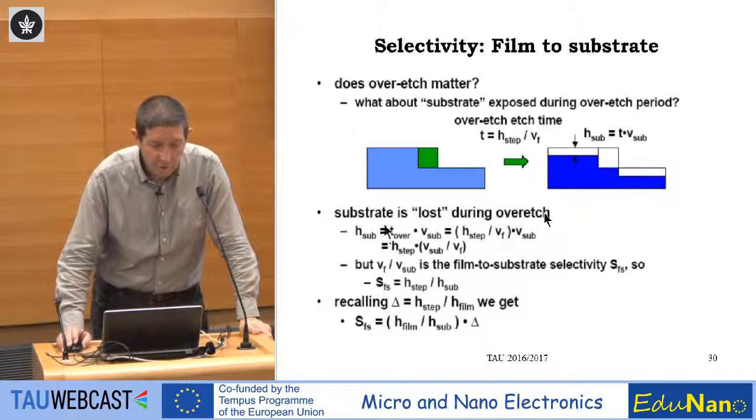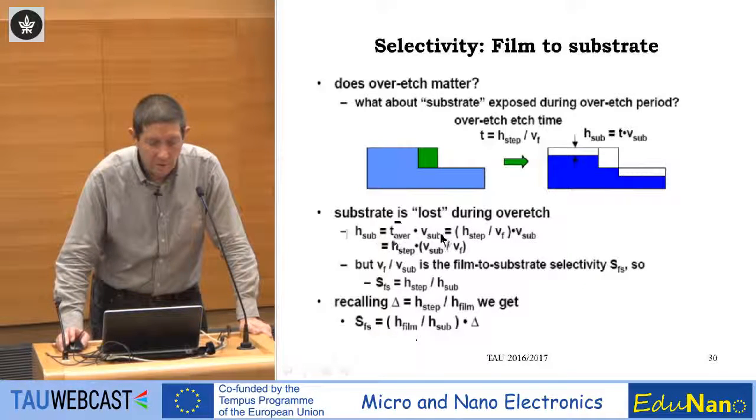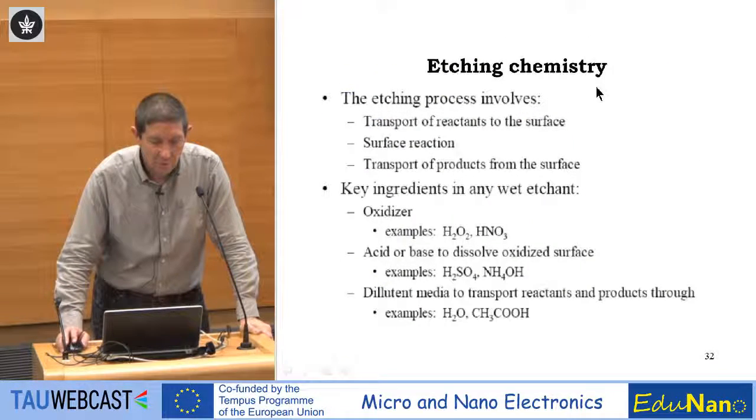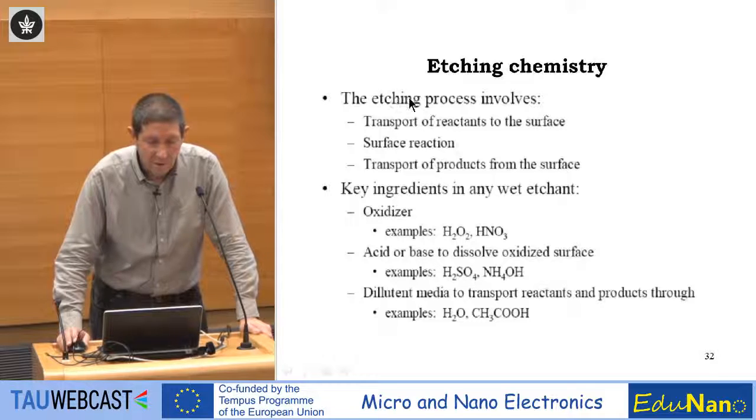So here are the numbers, which are describing what I just showed you in equations. I will not go through this equation, but these values allow you to calculate how much we lose during this overetch structure. Again, we've seen this slide before, and what is the etching chemistry?